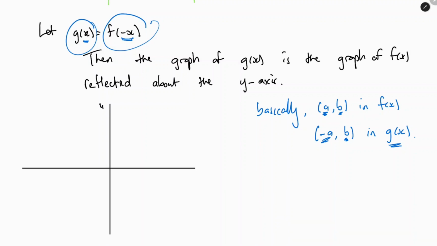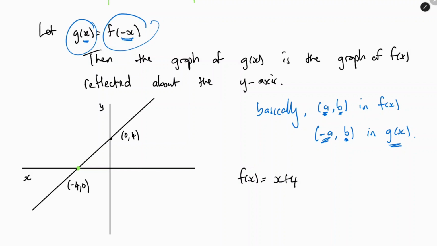Okay, so I've got y and x, and let's take the same graph. Let's take f of x equals x plus 4. So it looks like this. Okay, we've got the points there. That is 0, 4 and minus 4, 0. So what we're going to do is take each of these points and reflect it about the y-axis.